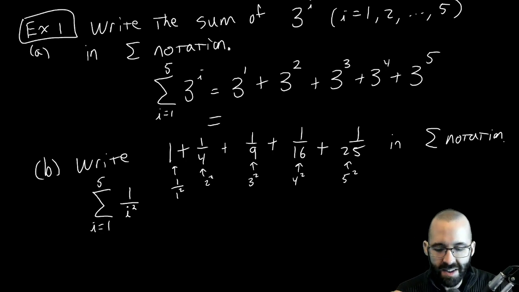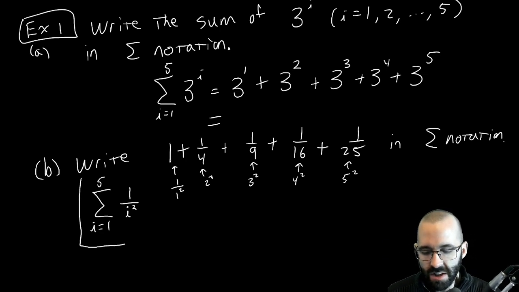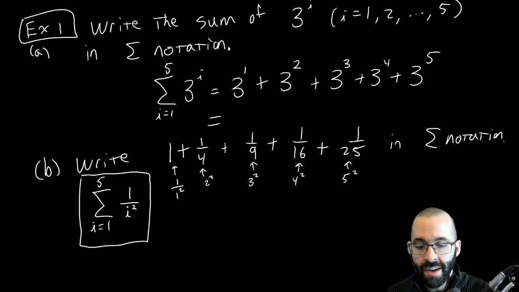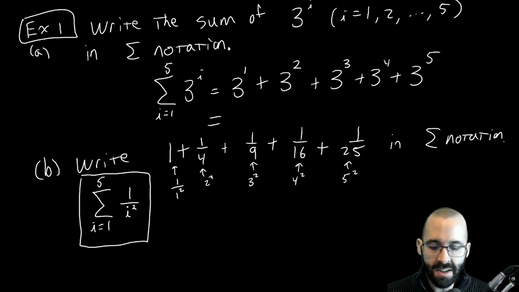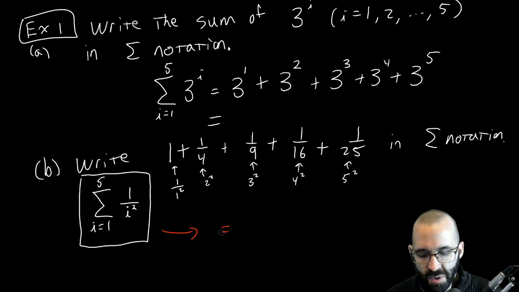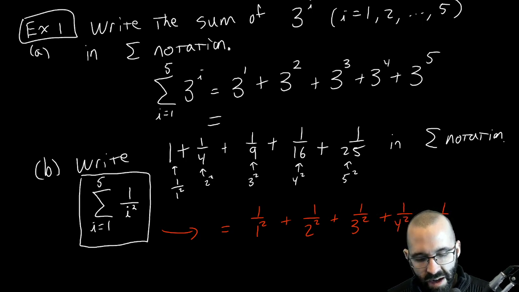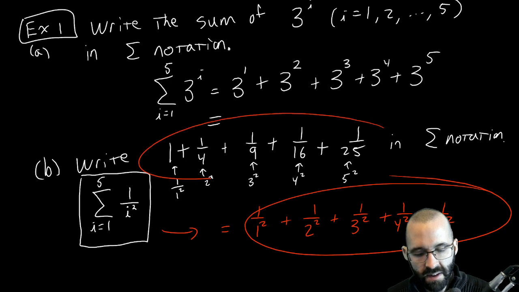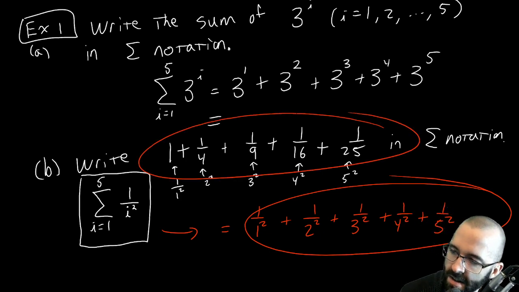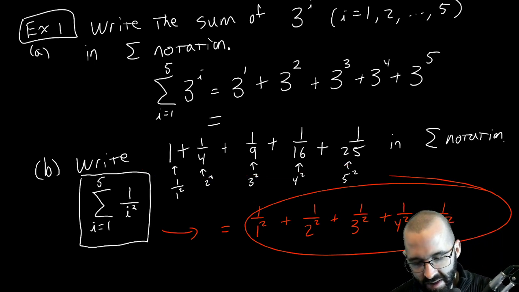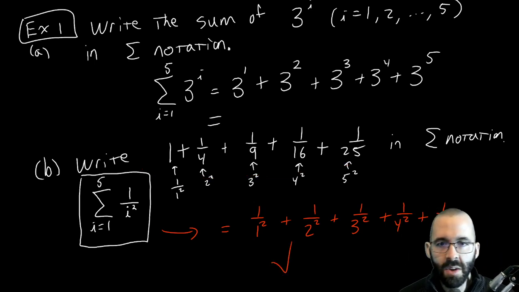Now, every time you do this with summation notation, you should check your answer and go backwards. See if we get to where we started, right? If we evaluated this, it'd be 1 divided by the first i squared, plus 1 divided by the second i squared, plus 1 divided by the third i squared, plus 1 divided by the fourth i squared, plus 1 divided by the fifth i squared. Is this red thing the same as the original problem? Yep. Great. That's a good way to check your answer.